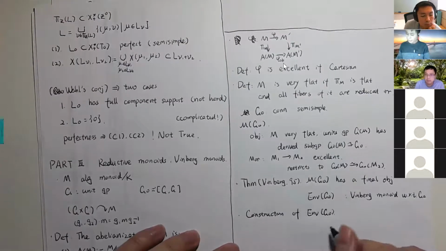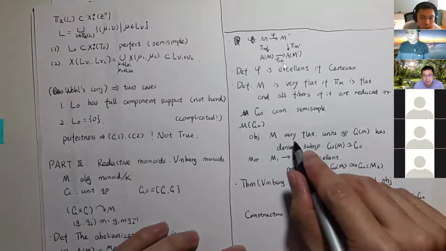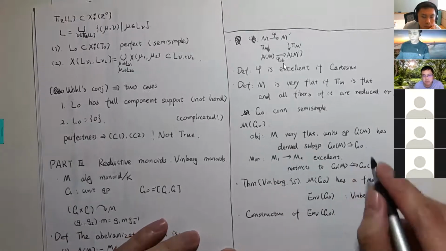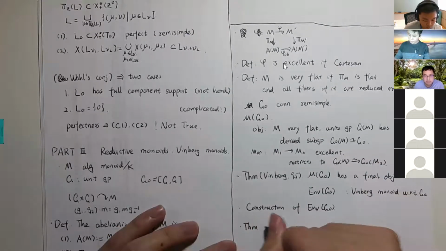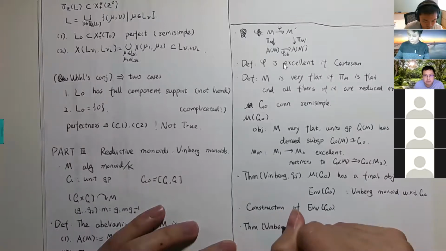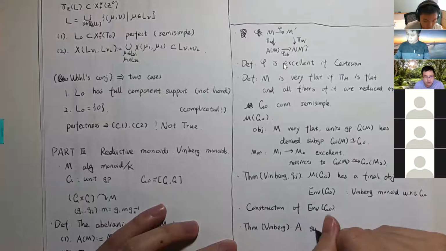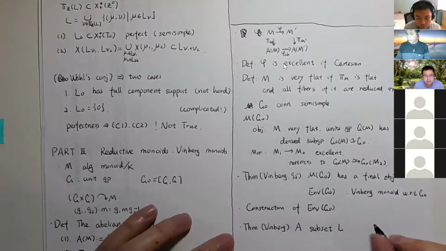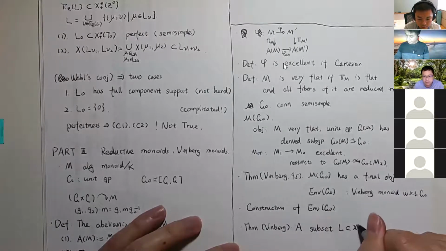If you want to have something in this M G0, first you need a reductive monoid M with unit group G and derived subgroup G0. The derived group of that G is G0. So Vinberg has the following theorem.